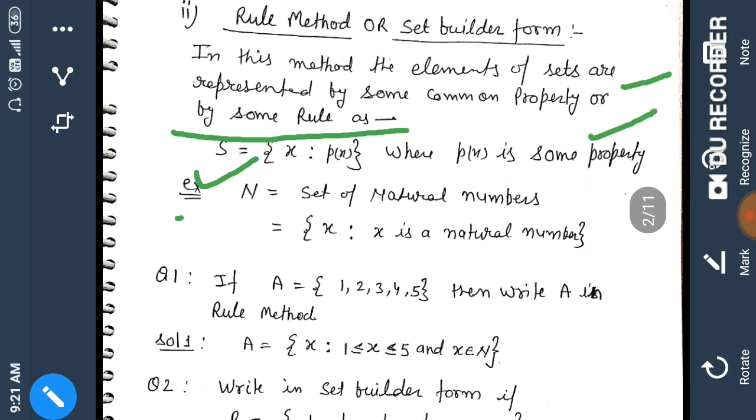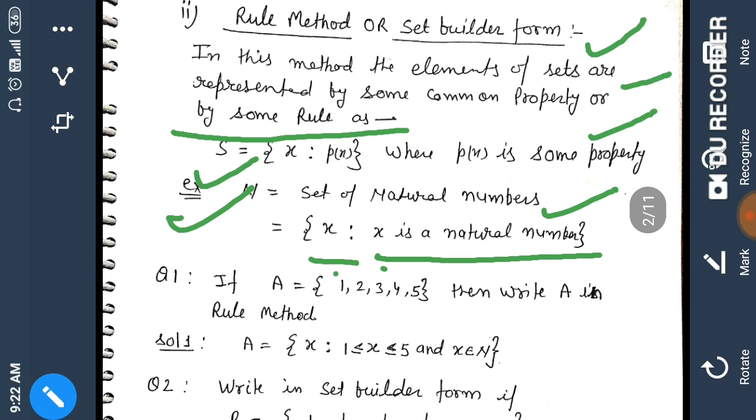For example, N is equal to the set of natural numbers, the previous example. Then in rule method or set builder form, this can be written as x such that, these two dots are read as such that, what is the property of x? x is a natural number. In this method we represent the set by the common property. So this representation is known as the set builder form or rule method.